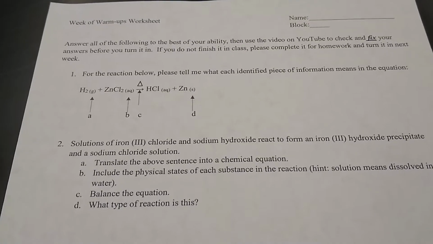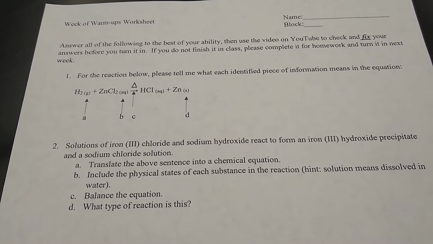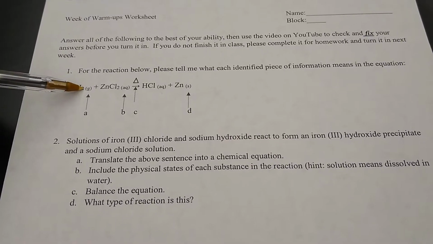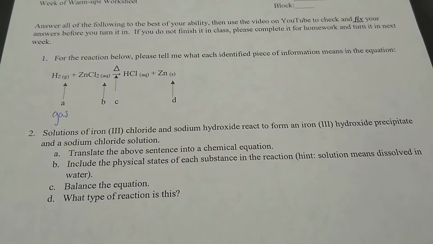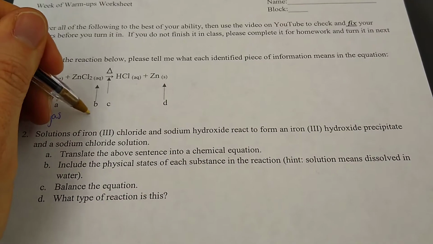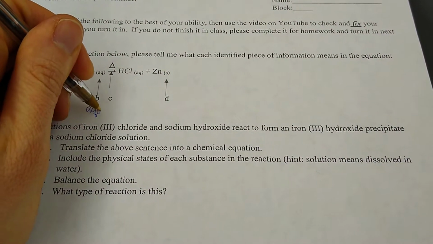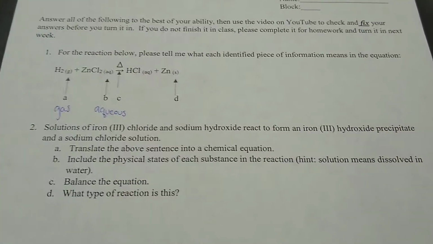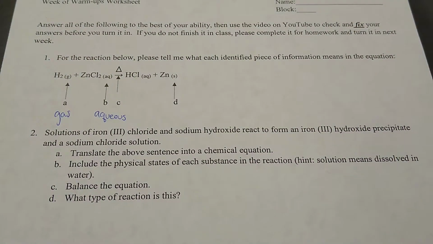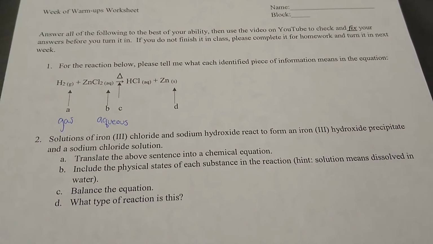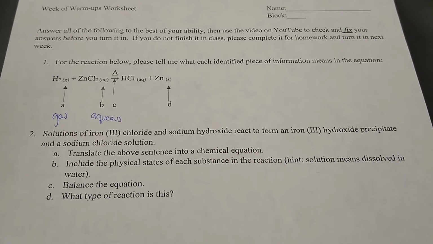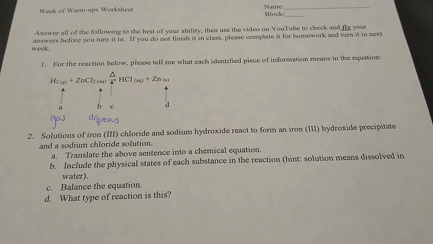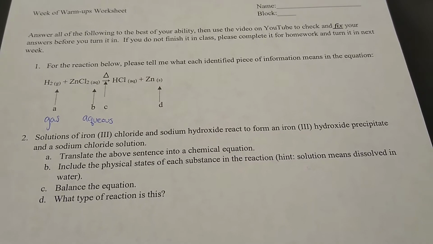Okay, so for number one, we're just literally asking you what these things mean. What does this little g in parentheses mean? Okay, so that means that the substance is a gas. Okay, B means aqueous. Lots of vowels in a row in that word, aqueous. We're also going to expect you to know that aqueous means dissolved in water, so if you want to add that, you can, but please just connect that word to water, okay? Dissolved in water is what aqueous means.